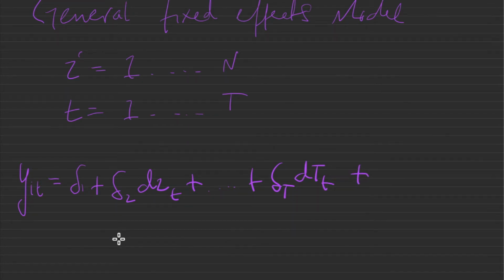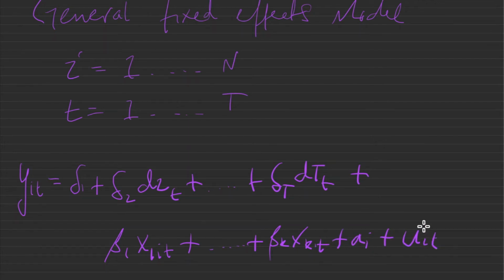plus beta 1 x1 it through beta k xk it plus a_i plus u_it.